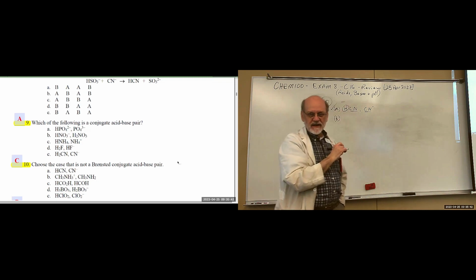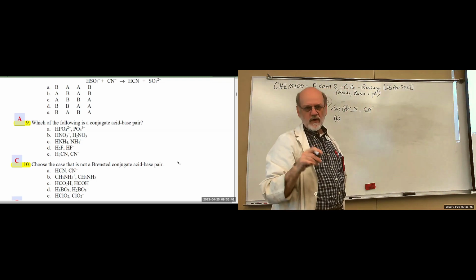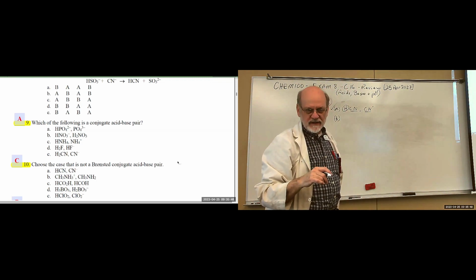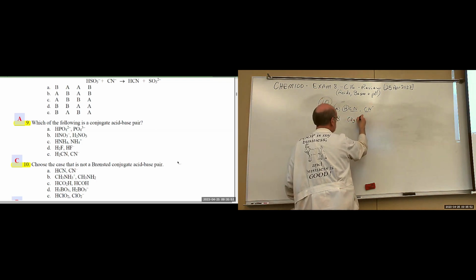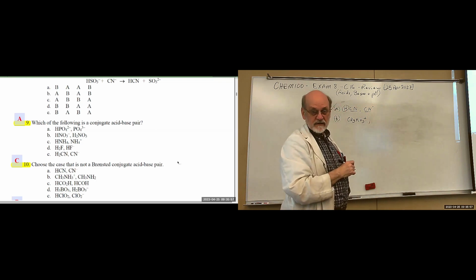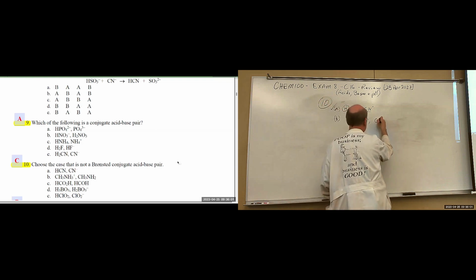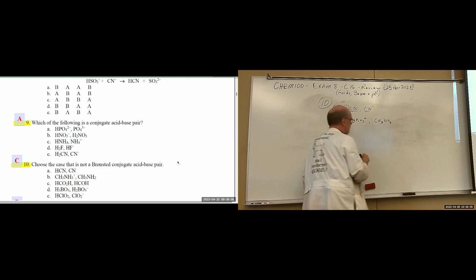How about B? HNO3 minus and H2N, sorry, I'm in the wrong one. CH3, NH3 plus. CH3, NH3 plus. And the other one is CH3, NH2. CH3, NH2. Okay.